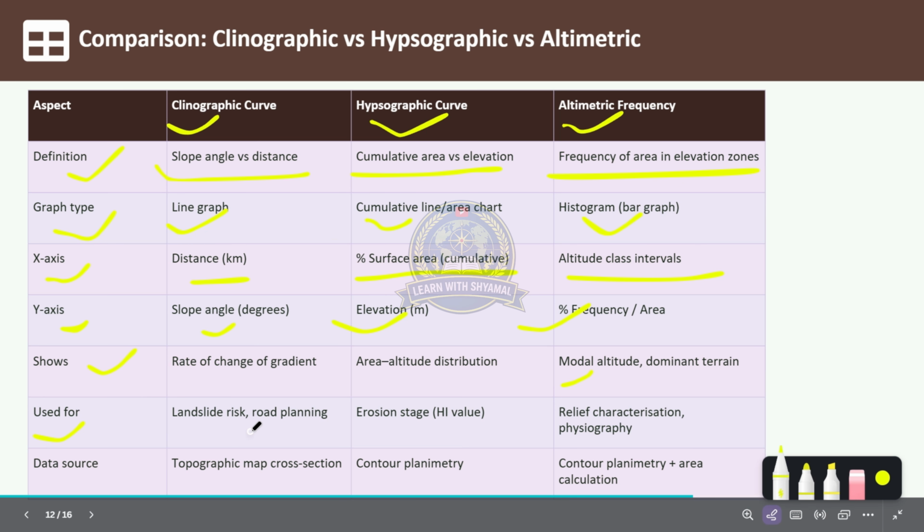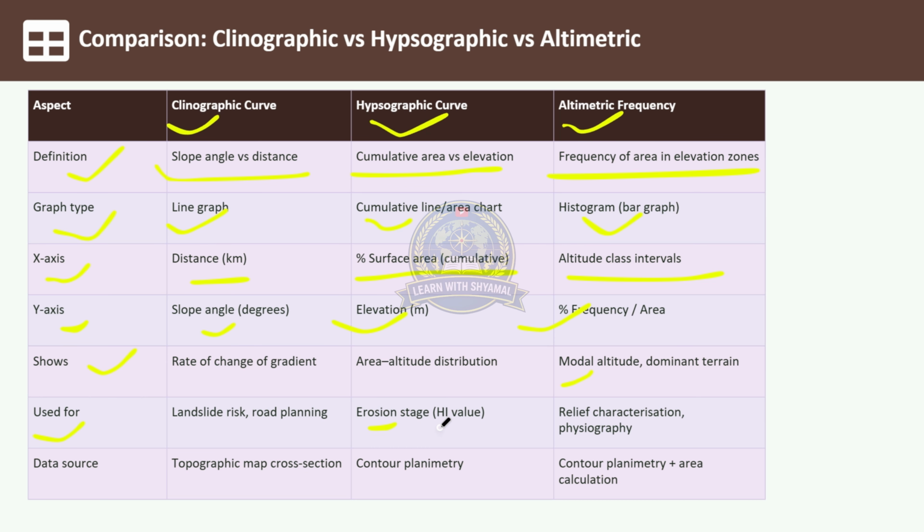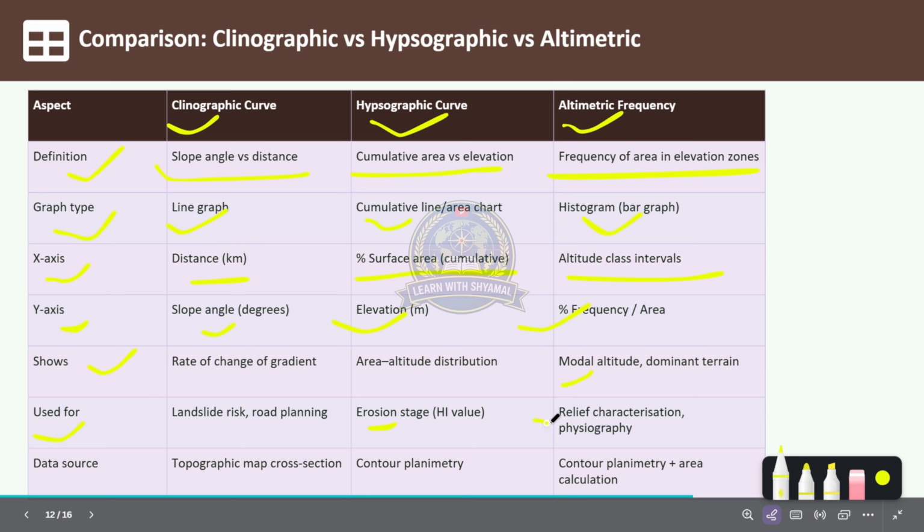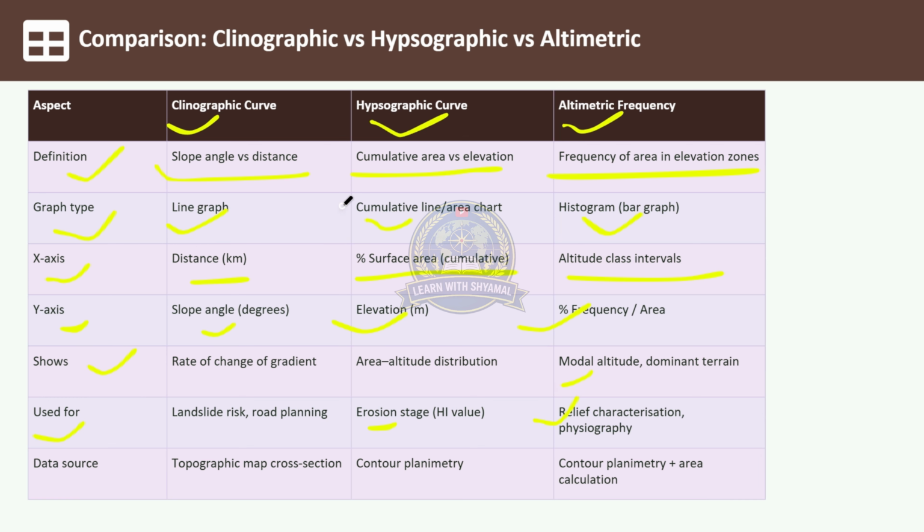Used for landslide risks, route planning, erosion stress, hypsometric integral value, and relief characterization, physiography. Data: topographic map cross section for the clinographic curve, contour planimetry for the hypsographic curve, and contour planimetry as well as area calculation for the altimetric frequency curve.